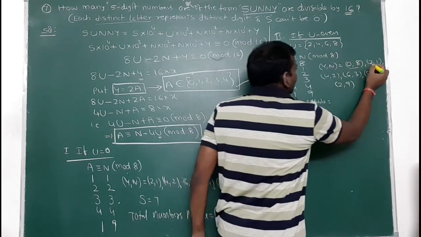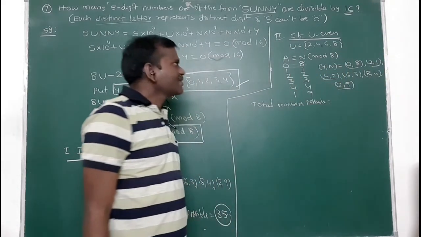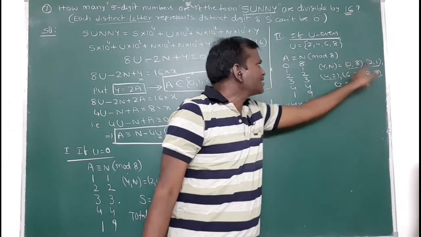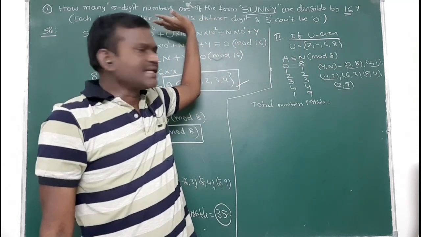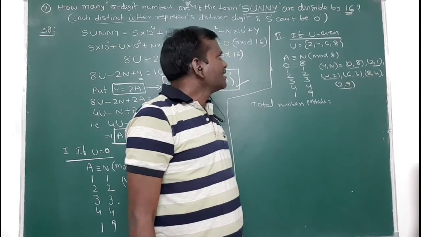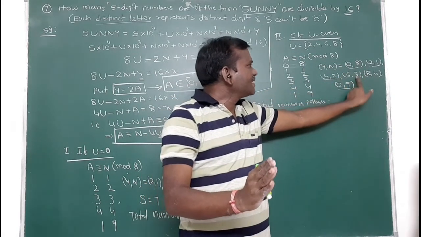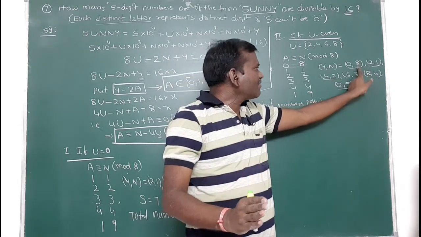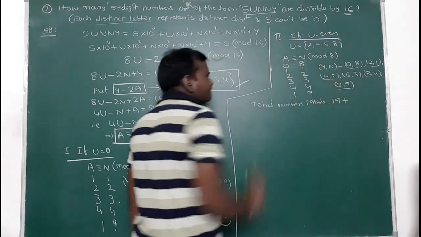And 2 is also not useful, so I am omitting this one. These three are not possible here. Why? Because u is 2. If I take this one, y is also 2, so not possible; distinct letters represent distinct digits. So here 1, 2, 3, these three are not possible. If I take this one, I get 7 possibilities for s. If this is taken, only 6 possibilities, and if this is taken, 6 possibilities. Total 7 plus 6 plus 6, 19 possibilities if u is equal to 2.